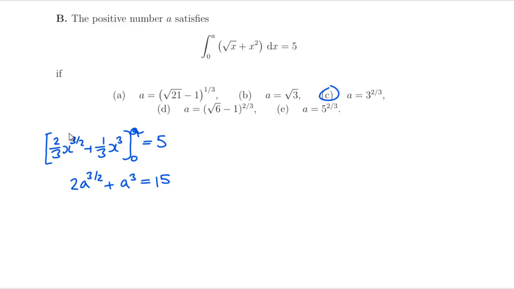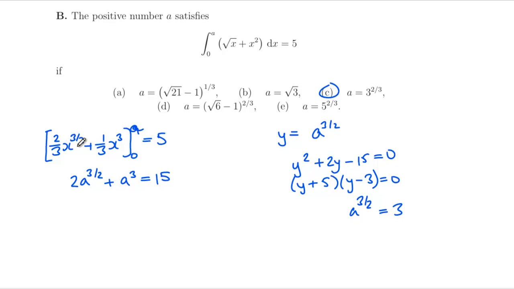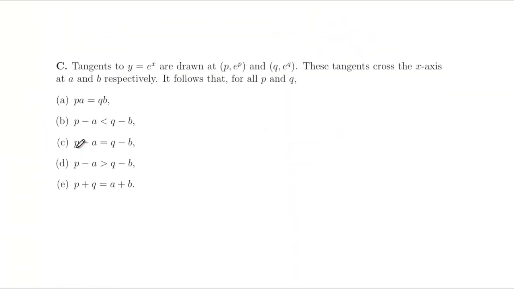Or we could solve it with a substitution. I suppose we could say y is equal to a to 3 over 2, and then say we've got y squared plus 2y minus 15 is equal to 0, so y plus 5, y minus 3, so there's our 3 solution. So we've got a to the 3 over 2 is equal to 3, and lo and behold we're off to C again, but they gave us some fairly friendly numbers to try out.